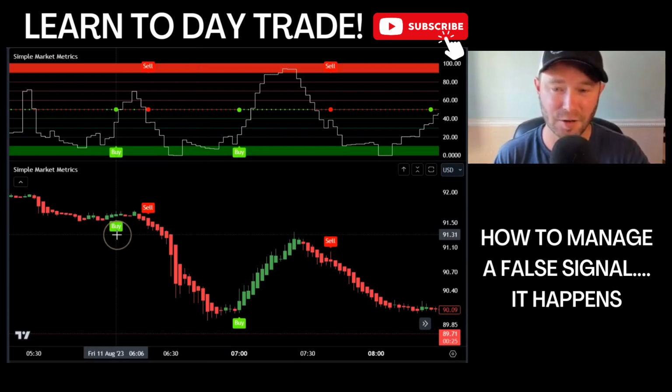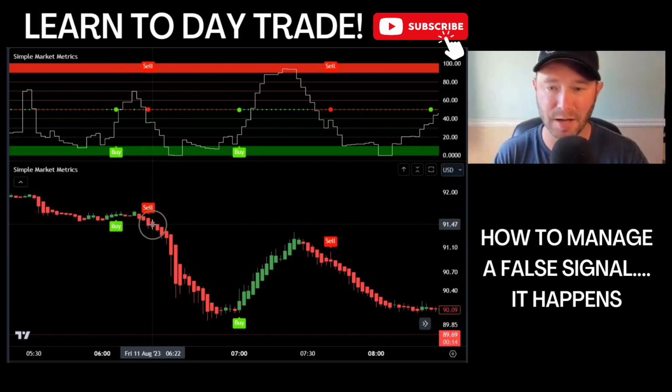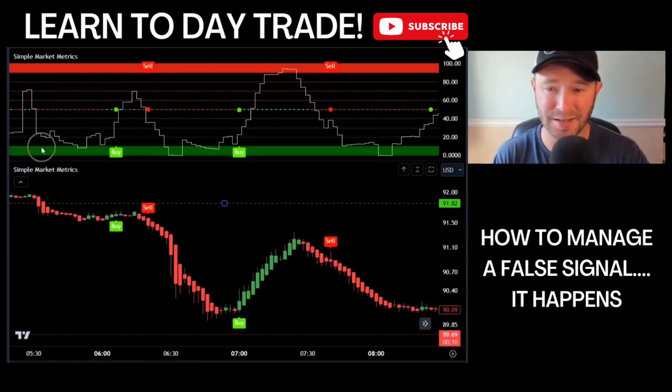So if you get a trade like this, if you get a signal that is just a false signal, because it happens with every indicator, happens with any metric, keep an eye on this dashboard. Keep an eye on your metrics. Keep an eye on the sell signals. But what you guys can also do to eliminate this in all, take a look at this.